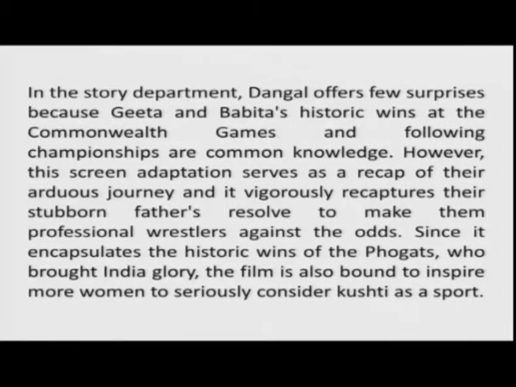Now, the second review, it starts with this sentence, in the story department Dangal offers few surprises. So, not few has negative connotation. So, here the writer of this review admits story wise there are no surprises, but then is it a bad movie? No. Look at the linker here, however. So, contrast.